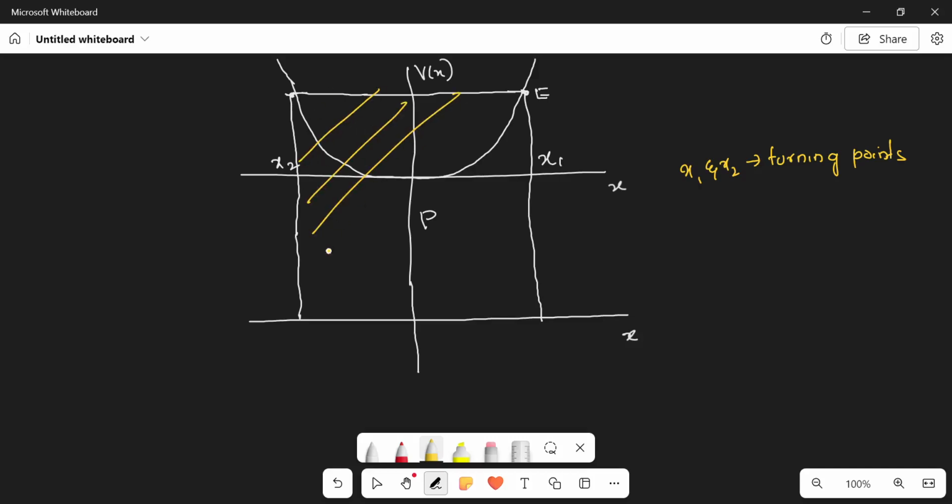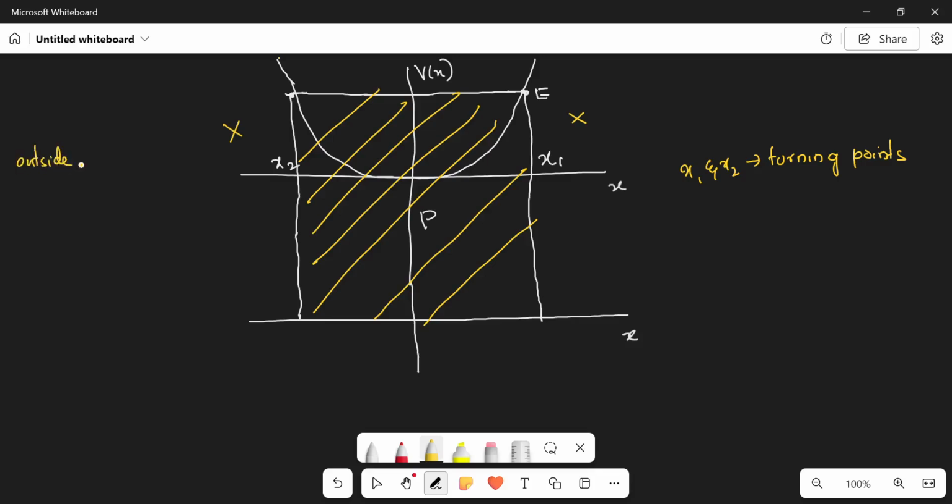This is a shaded region which is inside x1 and x2, and there is a region outside x1 and x2. These two regions. Now, what's so special about the region outside? If you can see, this is the potential energy curve. So in the region outside x1 and x2, we can see that the potential energy is greater than the total energy.